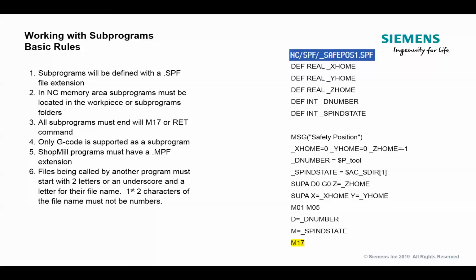Now, when I take that file, I may want to go to the next step, right? So I have a file I've created. I'm going to maybe reference it through a lot of my part programs as the safety retract routine. Well, I may not want it sitting in part program memory, right? Initially, we dropped it in the SPF folder or in the MPF folder, prior to it having a .spf extension.